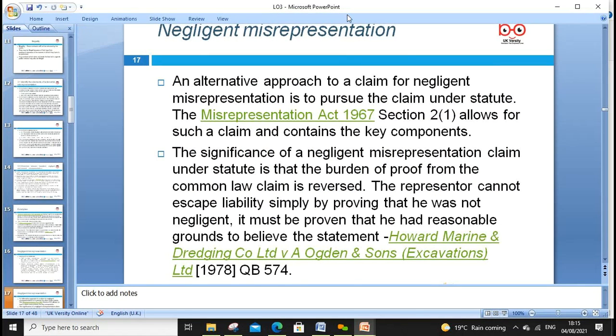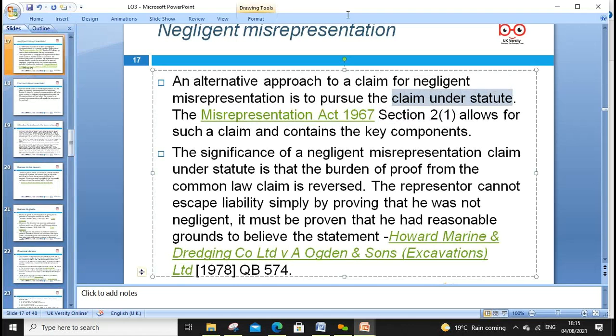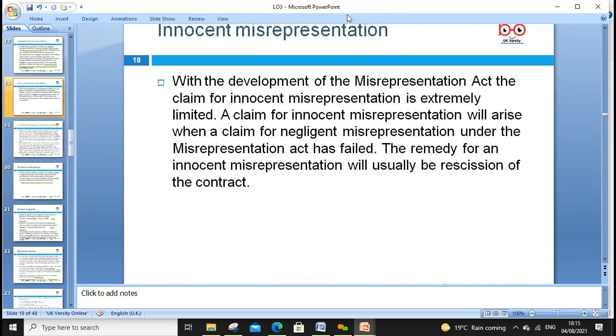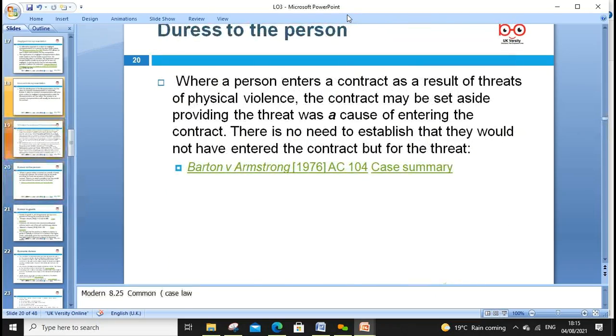Negligent misrepresentation has an altered approach to the claim: pursuing the claim under the statute law. Under these laws, people claimed in the past and the court decided in their favor. Innocent misrepresentation, as we discussed earlier under the Misrepresentation Act, is extremely limited. A claim of innocent misrepresentation will arise when the claim of negligent misrepresentation under the Act has failed, so the innocent party is entitled.